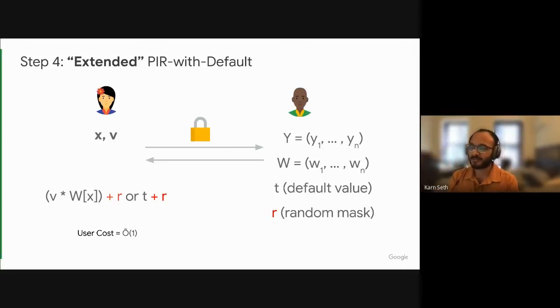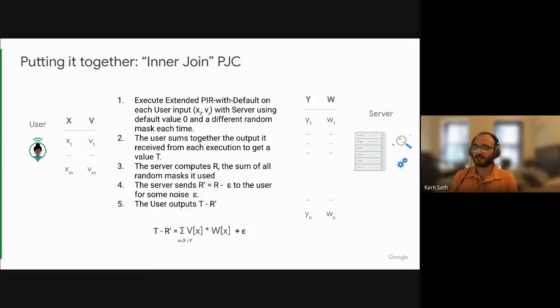The random mask is chosen by the server, and it makes it so that the user won't be able to tell which type of result it got. It either gets a masked default value or a masked product of the weights. Once we've constructed this, it's pretty straightforward to get the functionality we cared about. At a high level, the user executes an extended PIR with default on each of the rows in its database, and gets back either a masked product of associated weights or a masked default value. The default value we always use at the server is 0.